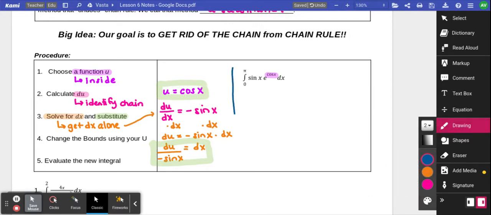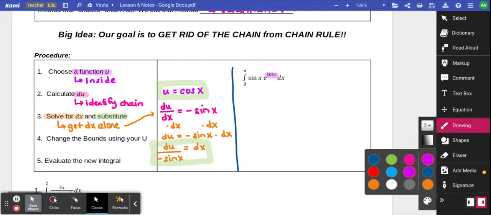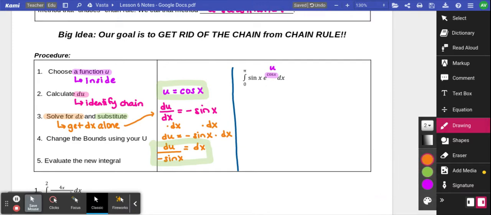Now, I want you to think about all this stuff that I just did as work that you're doing on the side, in preparation for doing the problem. You're not actually doing the problem yet. You're just helping your brain sort out what was the inside function, what was the chain, and then we're going to start substituting. So here's how we substitute. Since u is equal to cosine of x, in this equation, I'm going to replace cosine with u. And since dx is equal to du divided by negative sine, in this equation, I'm just going to replace dx with du divided by negative sine.